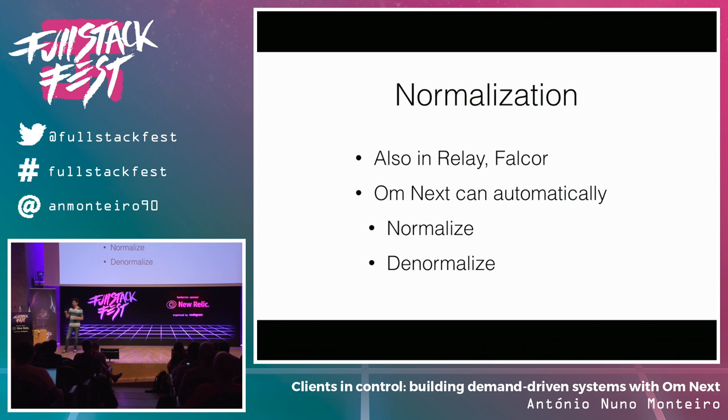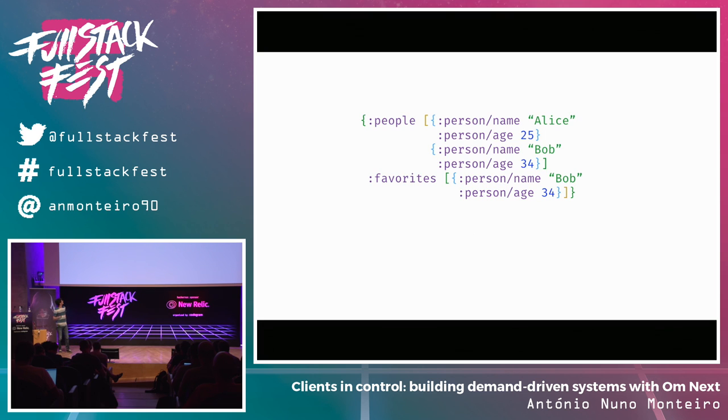Normalization is a concept that is also in Relay and Falcor. But OmNext has this added advantage that it can normalize and denormalize it for you. And so let's look at a very simple data set of a few people. And let's say I have favorites. And so you can see in this data set that Bob is repeated twice.